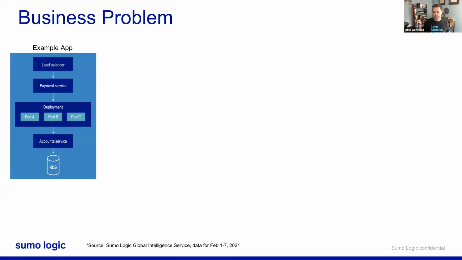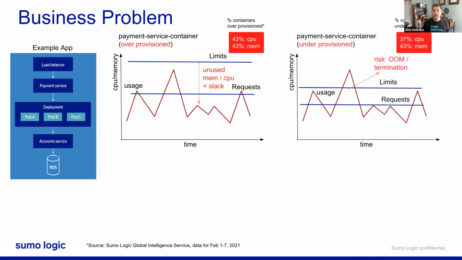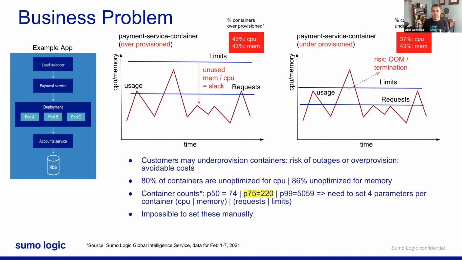So as you're provisioning containers, you have your requests and you have your limits, and you may be sort of guessing where these have to be. You could be over provisioning them, where you're wasting compute on each one of these deployments, or you could be under provisioning them, where you're risking errors and out of memory termination, etc. with your deployment. And what we found is that around 80% of the containers that we've profiled are unoptimized for CPU, and 86% are really unoptimized for memory.